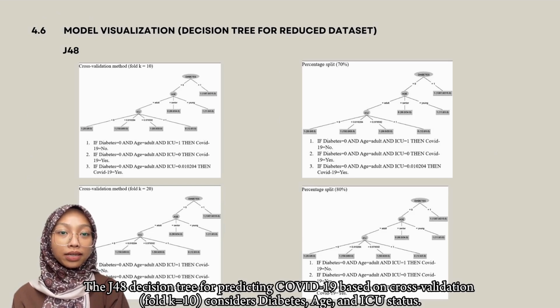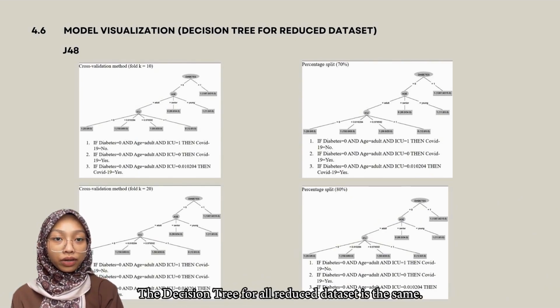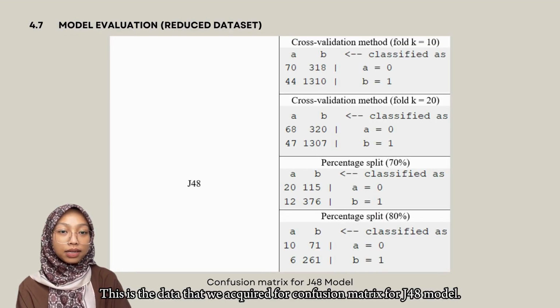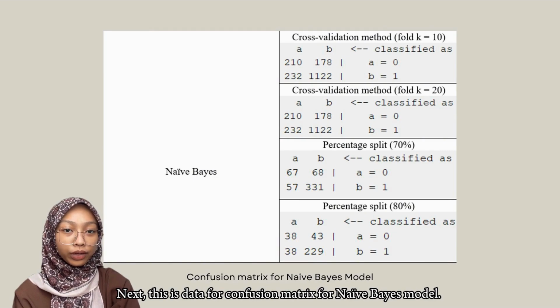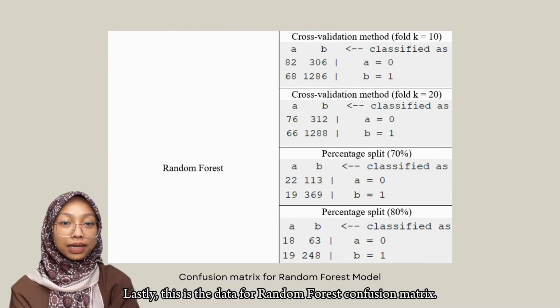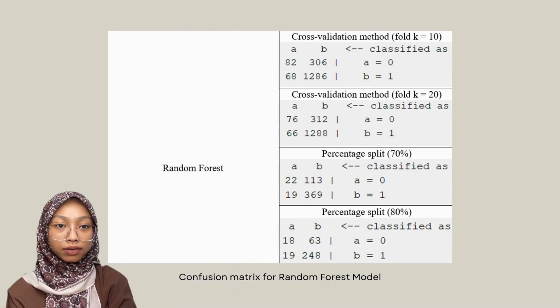The J48 decision tree for predicting COVID-19 based on cross-validation for k equals 10 considers diabetes, age, and ICU status. The decision tree for all reduced datasets is the same. This is the data that we acquired for the confusion matrix for the J48 model. Next, this is the data for the confusion matrix for the naive Bayes model. Lastly, this is the data for the random forest confusion matrix.